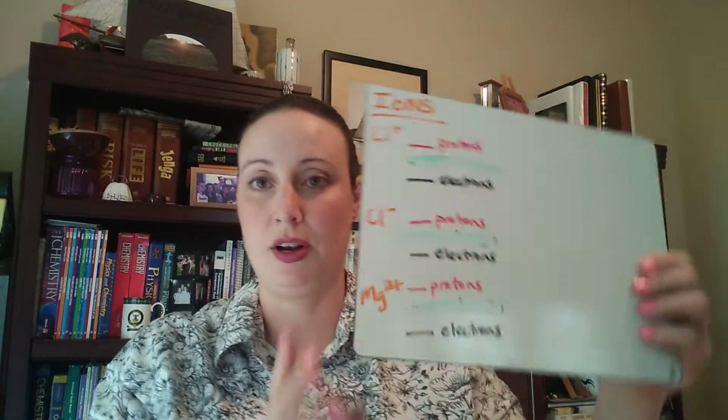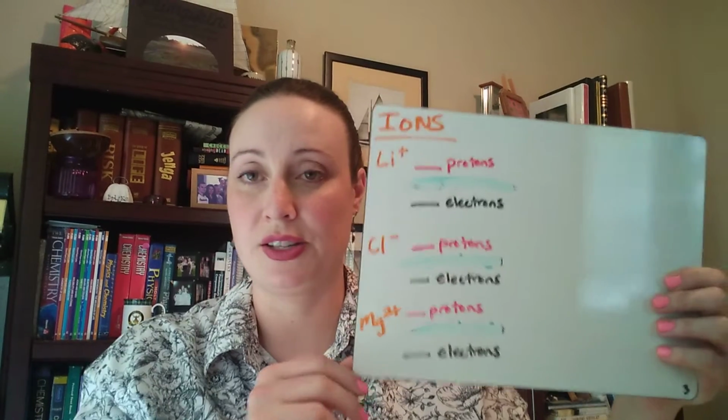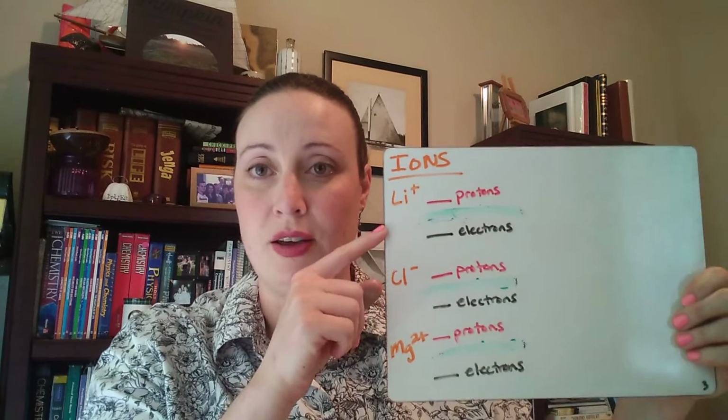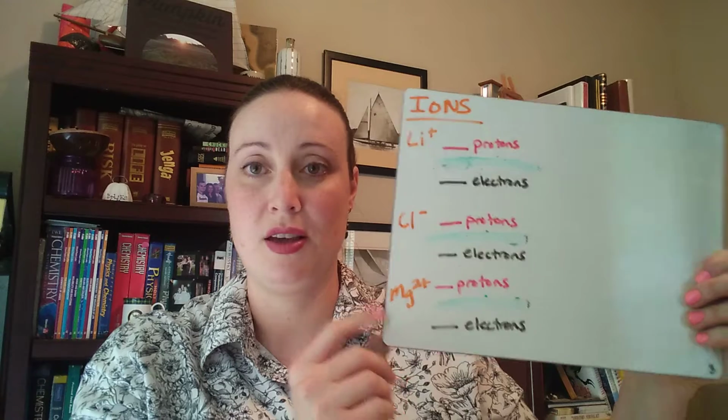And so we're going to do that warm up, and we'll go over the answers and talk about how this one has one more proton. That's why it has a positive 1 charge. This one has 2 more protons. That's why it has a positive 2 charge. And the chlorine has 1 extra electron, so it has a negative charge. And so then we're going to jump into the lesson.